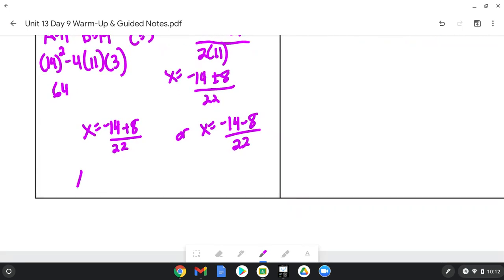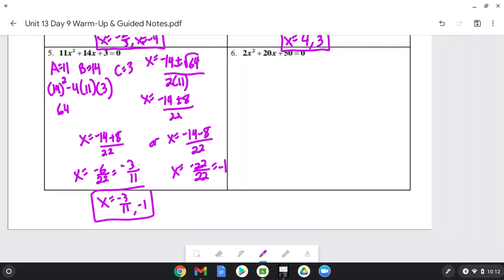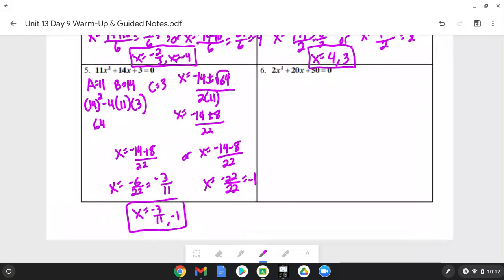So I think in the end, we get negative 6 divided by 22. And on this side, we get negative, what is it, 22 over 22? So my two answers are negative 1 for sure on the right side. And on the left side, I think we can only divide by 2. So that'd be negative 3 over 11. So my two answers are negative 3 over 11 or negative 1. So that must have been factorable as well.